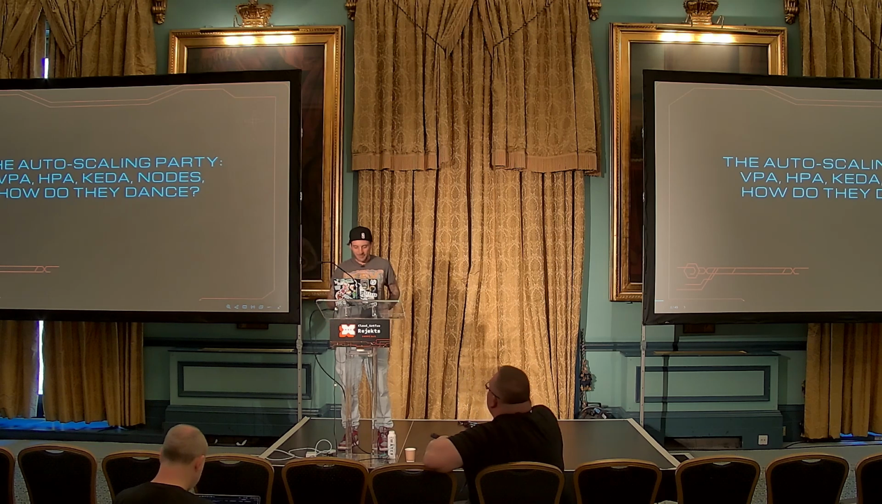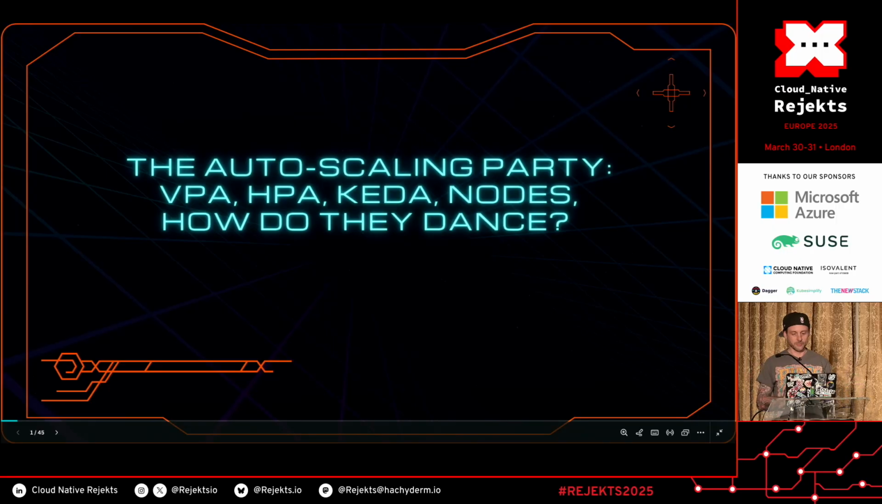I only have 30 minutes, so I'm going to have to go fast. I mean, not too fast. The goal of today is to understand a bit better how VPA, HPA, and KEDA work. I'm not going to talk too much about nodes. Actually, I'm not going to talk about cluster autoscaler. But basically, for nodes, you have cluster autoscaler and Karpenter. Use Karpenter, it's better. Job done, all right?